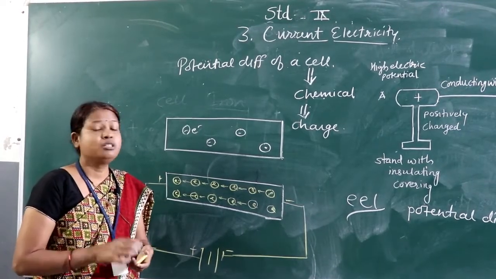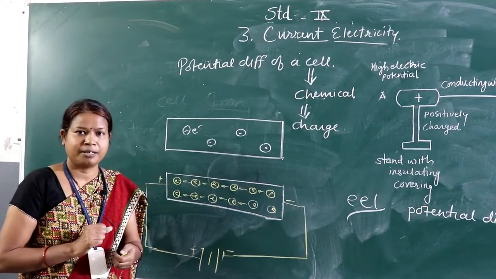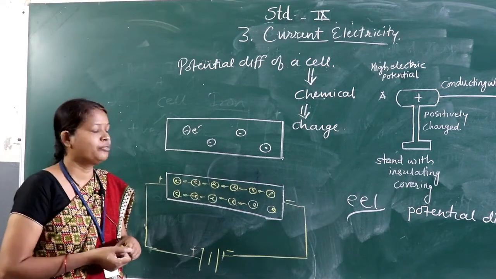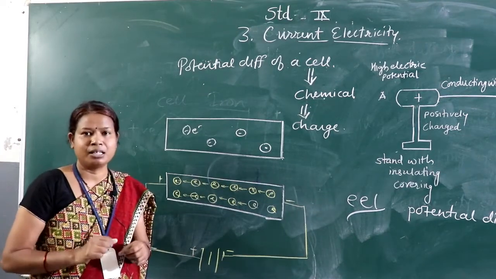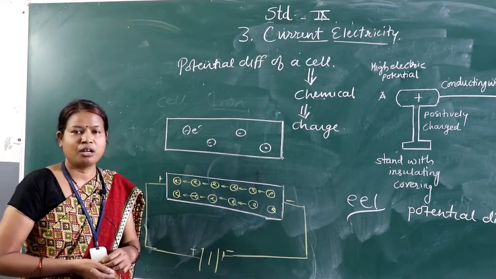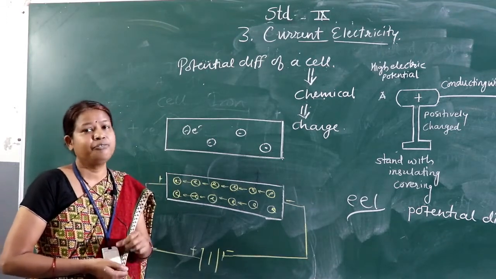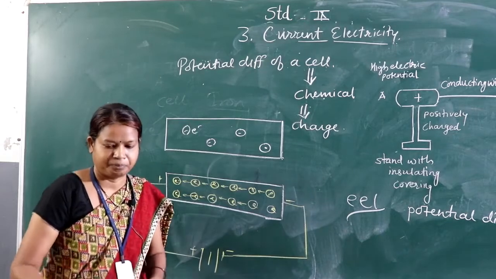That's why, though silver is a good conductor of electricity and copper is a good conductor of electricity, simply by touching those metals we cannot get an electric shock, because the electrons are present in the free state.